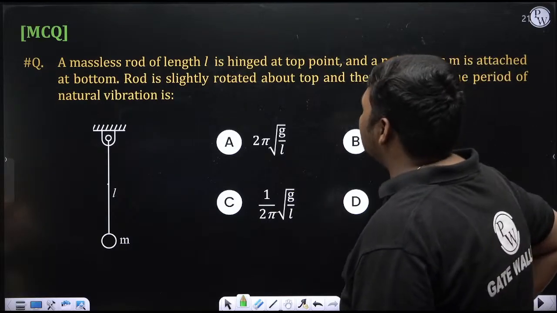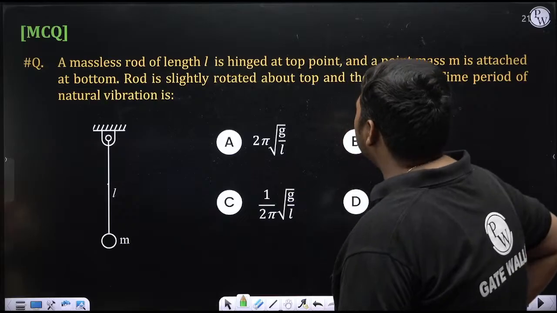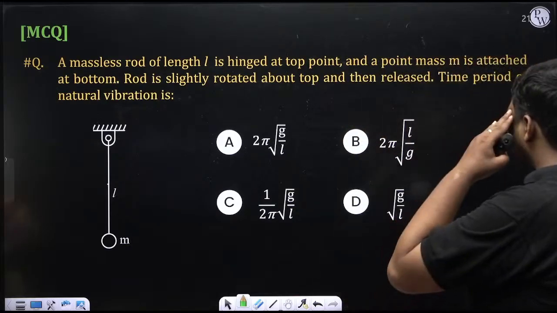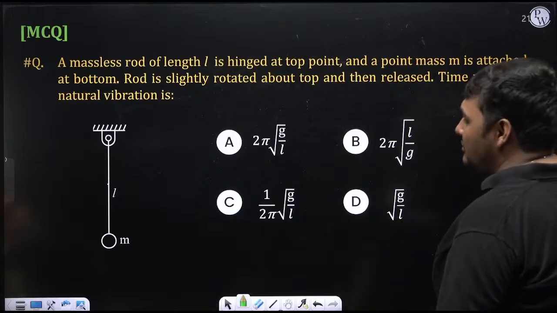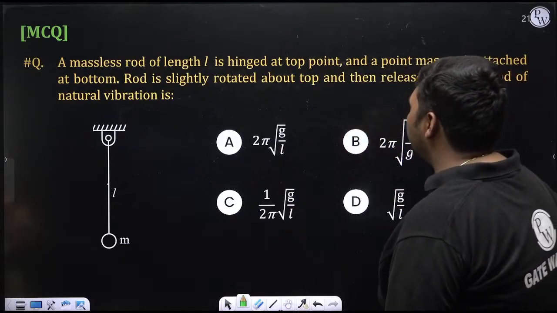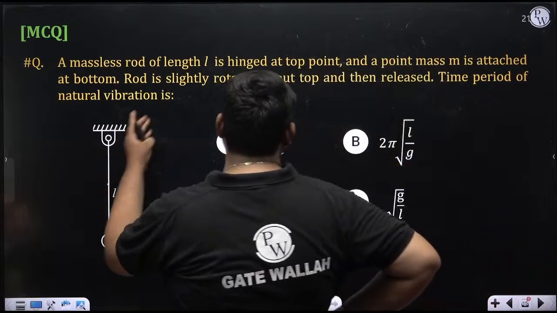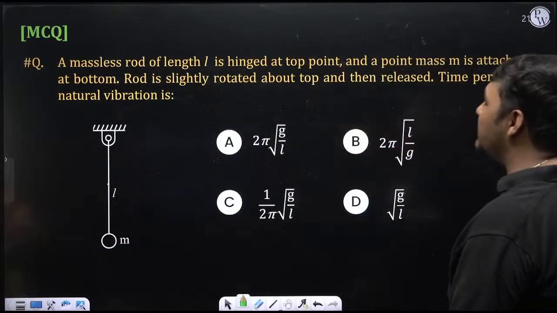A massless rod of length L, the length of the rod is L, it is massless, is hinged at the top point. Good. And a point mass m is attached at the bottom. Now the rod is slightly rotated about the top because it is hinged at the top, then released. So it will vibrate like this, and we have to calculate the time period of that natural vibration.